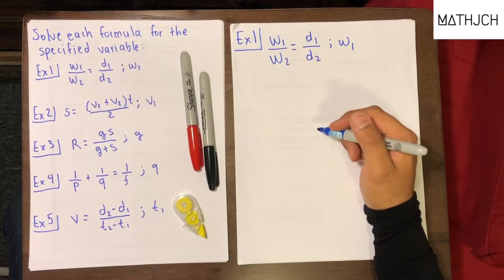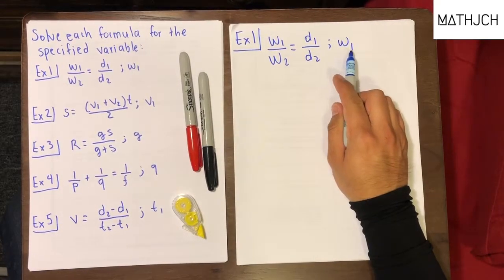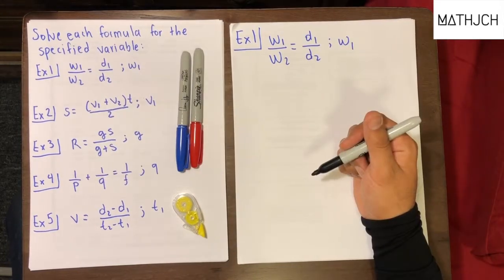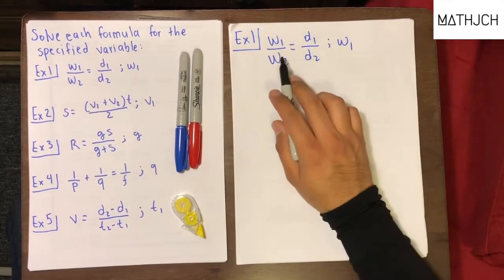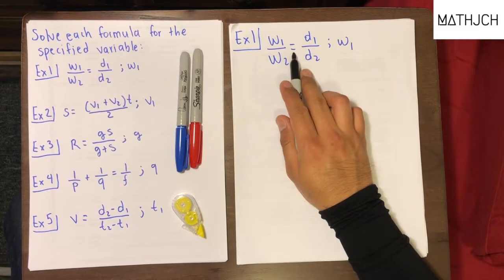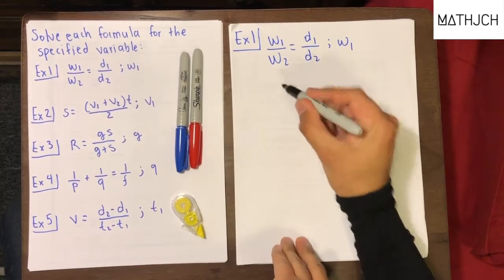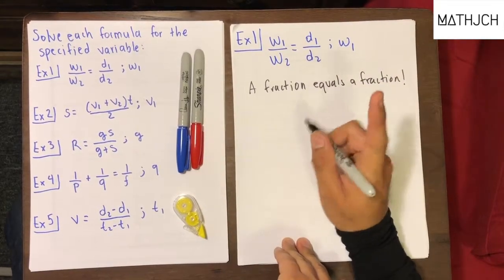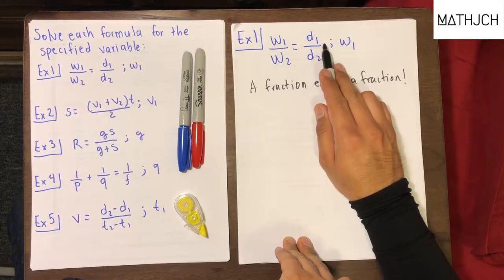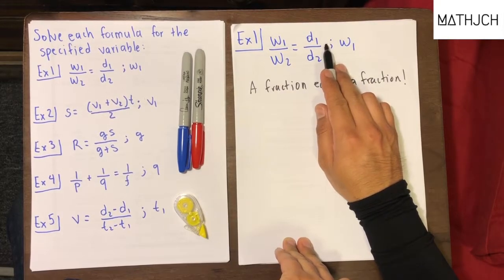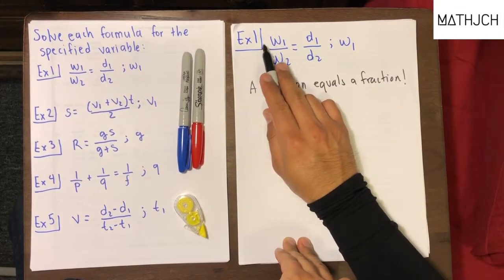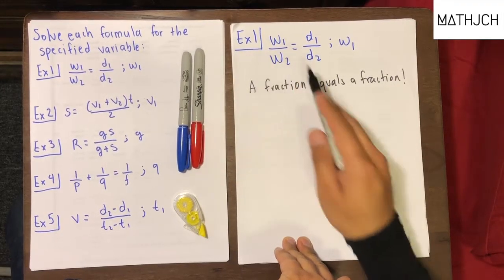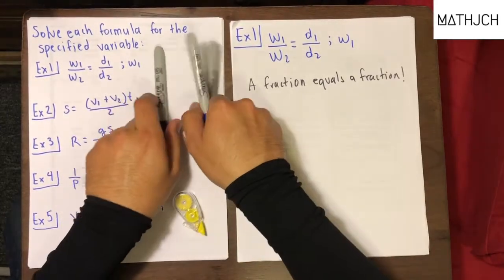For exercise number 1, we have to solve for W1, meaning this W1 from this fraction here. The first observation is that we have a fraction equals a fraction, okay? That means that we don't have more terms in each side. Like we don't have any plus or minus here, and we don't have any other term here as well. So this is gonna be very straightforward solution, okay? So let's rewrite that problem.